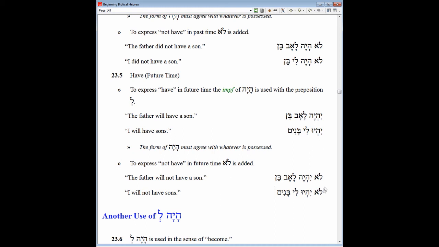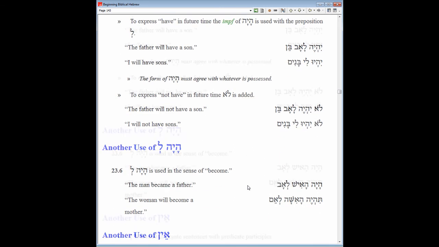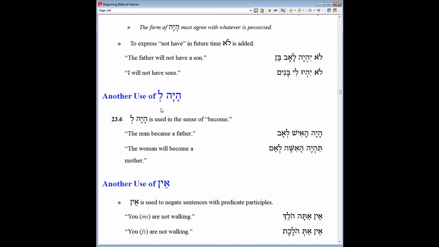Again, just try to work through it literally. Negating it, add lo out front. So, not there will be to the father a son. Okay, the father will not have a son, and so on and so forth. Now, another use of haya with lamed: this combination can be translated become, here in 23.6, and that's really just going to be dictated by context.